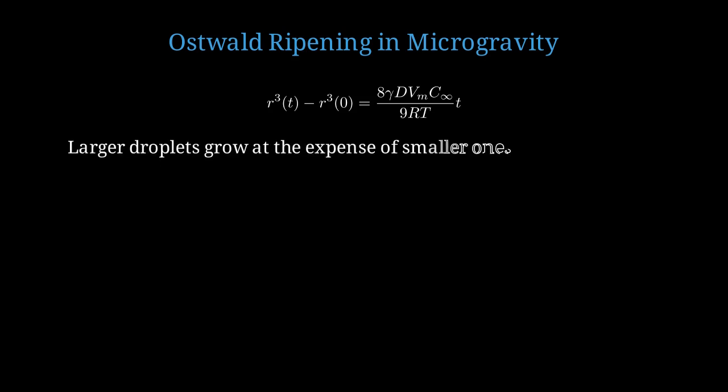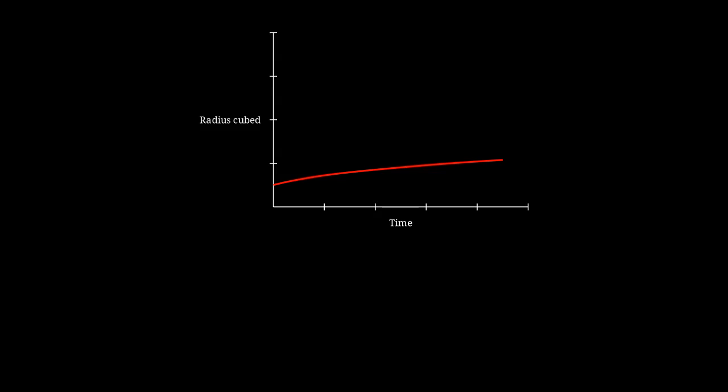Let's examine another important phenomenon, Ostwald ripening. This is crucial for understanding long-term emulsion stability. The Ostwald ripening equation describes how droplet radius cubed grows linearly with time. D is diffusivity, Vm is molar volume, C infinity is solubility, R is gas constant, T is temperature. Larger droplets grow at the expense of smaller droplets through molecular diffusion. This is driven by the Gibbs-Thomson effect. Here's the characteristic linear growth of radius cubed versus time. In microgravity, we can measure this process without convective interference.